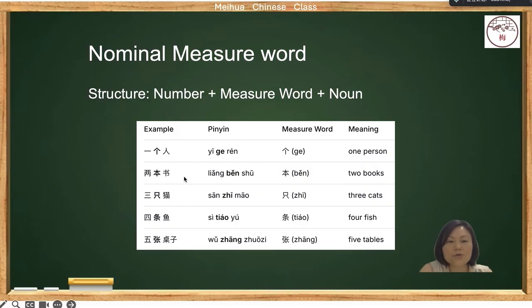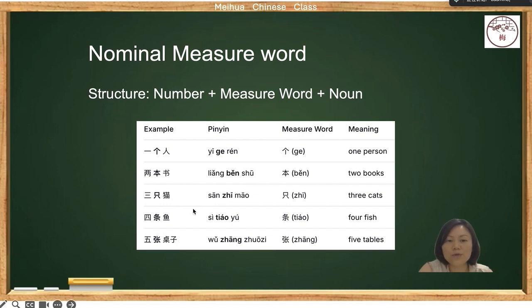两本书, 两 means two. 本 is the measure word. 两本书, two books. 三只猫, three cats. 四条鱼, 四 means four. The measure word for 鱼 is 条. There is no rationale behind this. We have to remember it, memorize it.